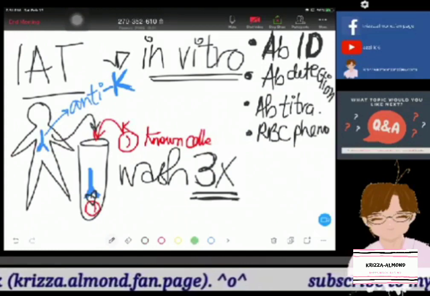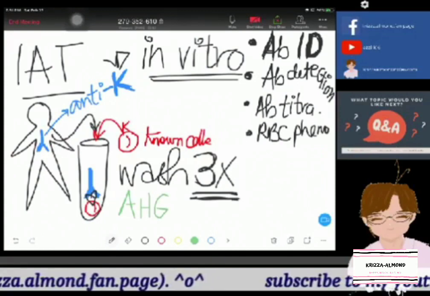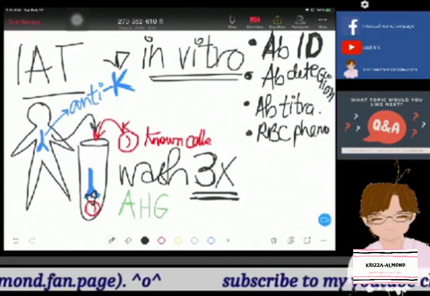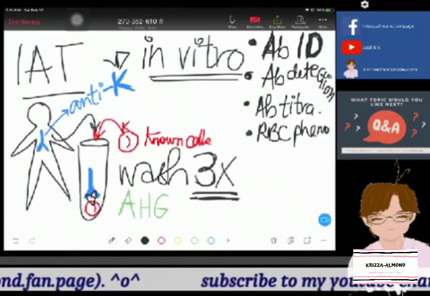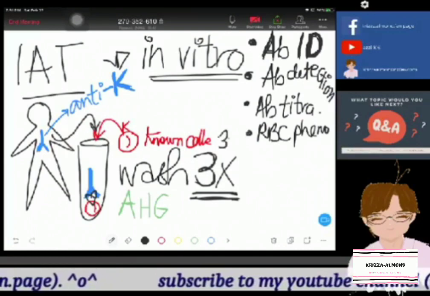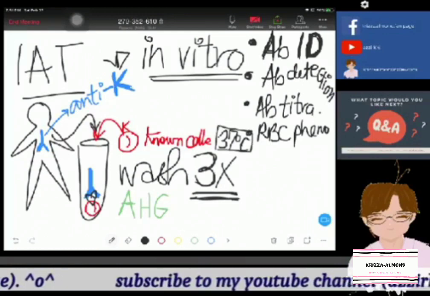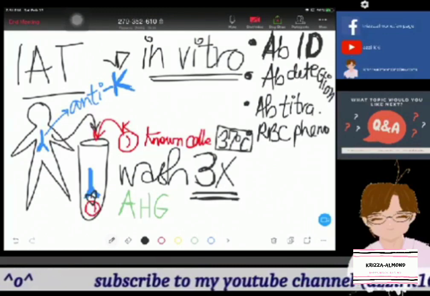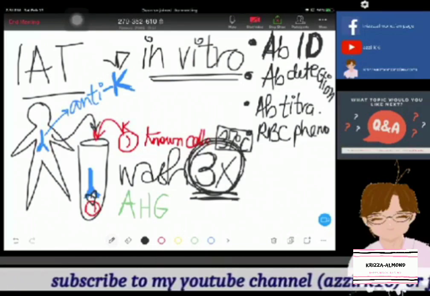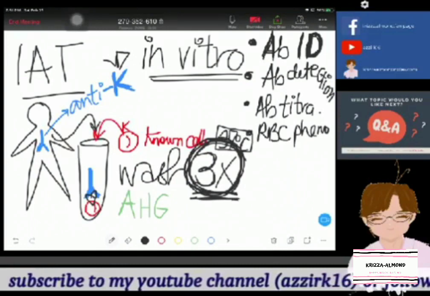Okay? After washing for 3 times, we add the anti-human globulin. Okay? The anti-human globulin. By the way, sulat din natin kasi importante rin to. After mo maglagay ng red cells dito, incubate mo siya at 37 degrees Celsius. Dito ko na lang susulat, incubation is done at 37 degrees Celsius. Okay, 37 degrees Celsius. Then after incubating, we wash our specimen 3 times. Again, that is to remove unbound globulins before we add the AHG reagent.